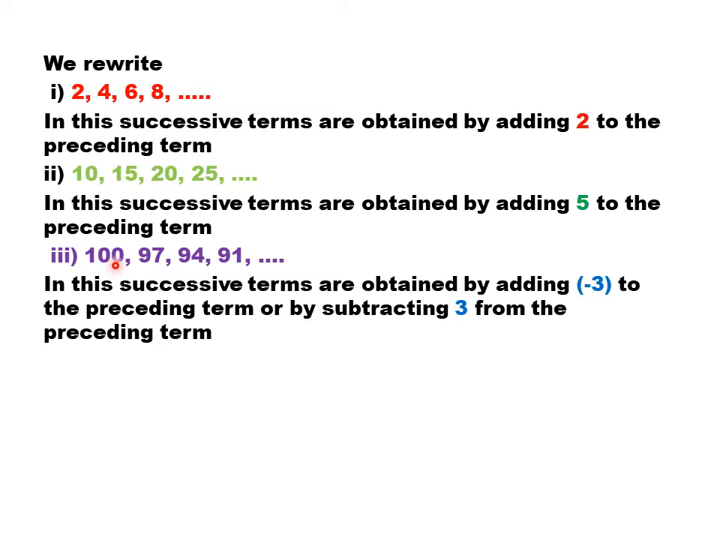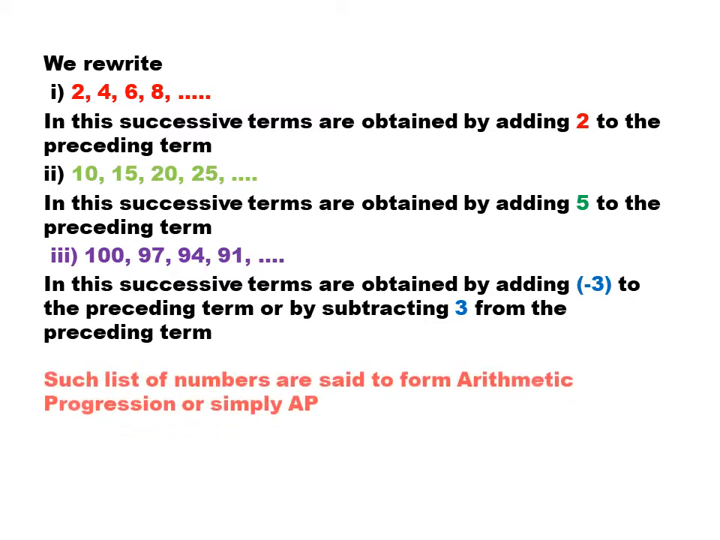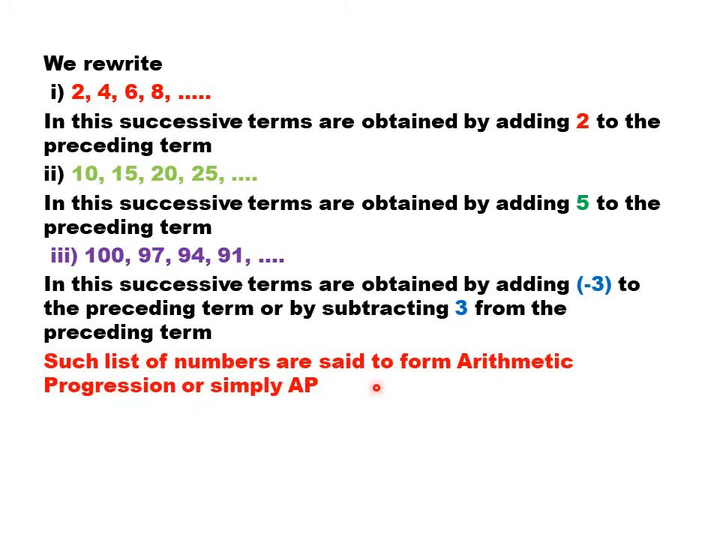That is, by adding minus 3 to 100, we are getting 97. By adding minus 3 to 97, we are getting 94. By adding minus 3 to 94, we are getting 91. So in this, the successive terms are obtained by adding minus 3 to the preceding term, or simply subtracting 3 from the preceding term. Subtract 3 from 100, you get 97. Subtract 3 from 97, you get 94. Subtract 3 from 94, you get 91. Such a list of numbers is said to form an arithmetic progression, or simply they are called AP.